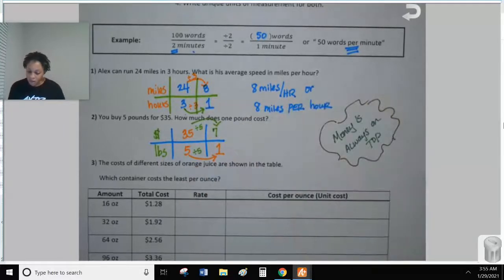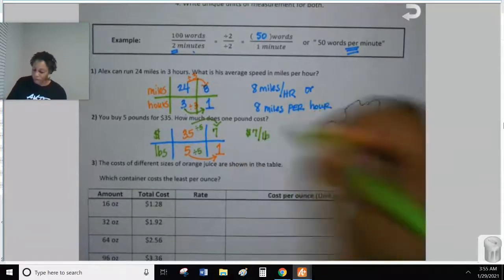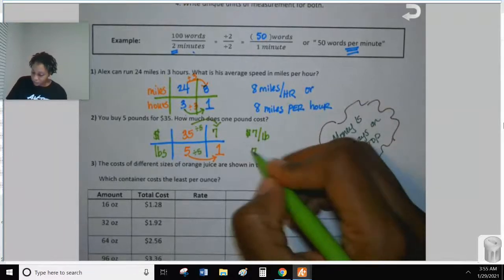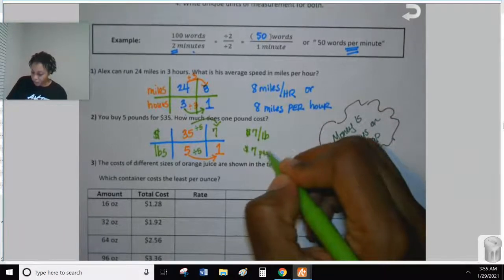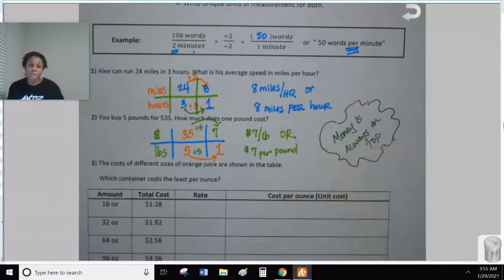So how much does it cost for 1 pound? It's going to be $7 per pound. And again, if you want to write it in words, $7 per pound. Money is always on top.